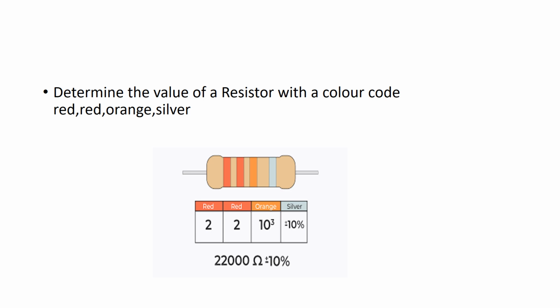Then the fourth color is silver, which is 10 percent. We can say that silver is the tolerance value. So what's the answer? 22,000 ohm, which means 22 kilo ohm.